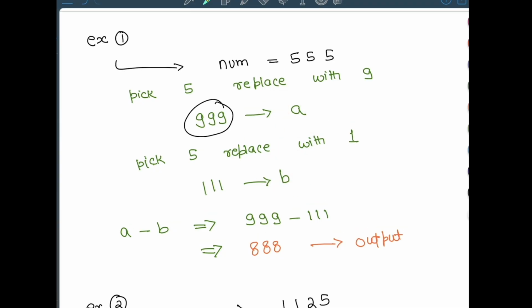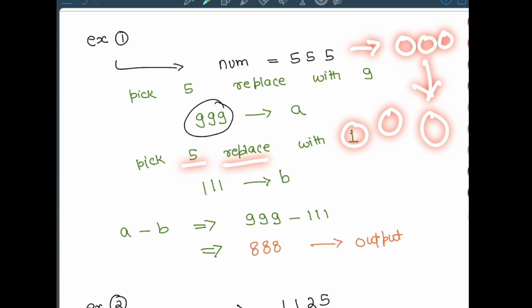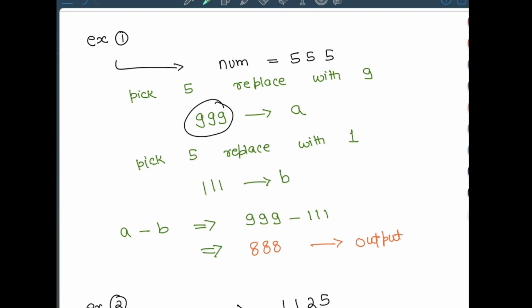Now the thing is guys, I can pick 5 and I can replace it with 1. What if I try to pick 5 and I replace it with 0 instead of 1? Because 0 is less than 1, right? Right now we are trying to create the number which is lower. So I'm trying to create b and I'm trying to create it as low as possible. So I will pick 5, I will replace it with 0. So this time the number will become 000, right? Now this is actually a number which is 0, right? If I say 000, this is nothing but 0, right? But this is not allowed.